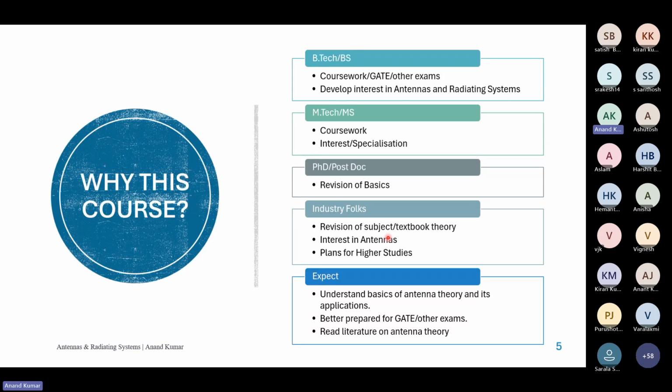Okay, somebody said that my screen is not visible. Can someone confirm if that is true? Screen is visible. I'm able to see why this course. Okay, you can see the why this course slide, right? Okay. So, Jitendra, if you can hear me, I'm sharing the slides.